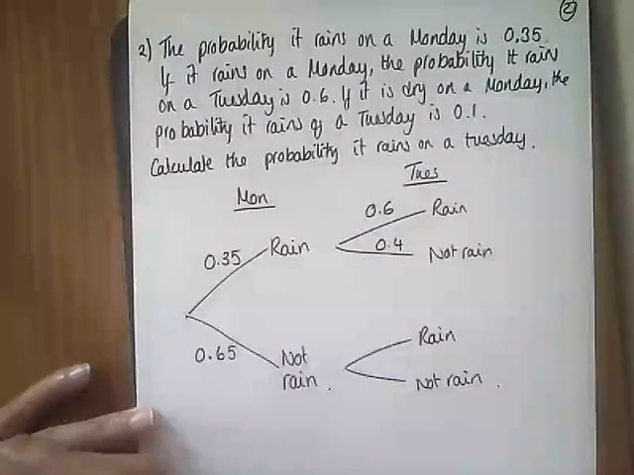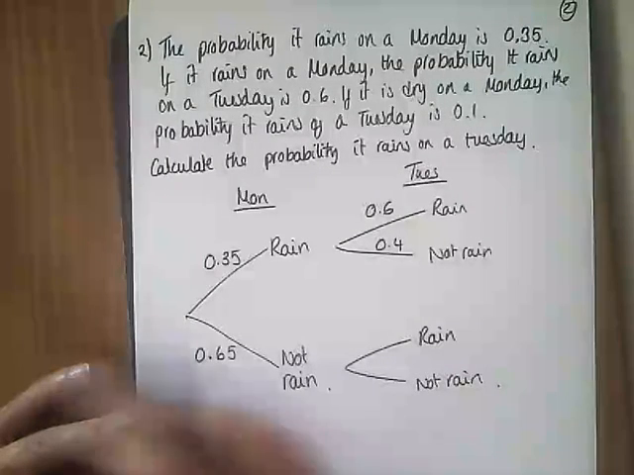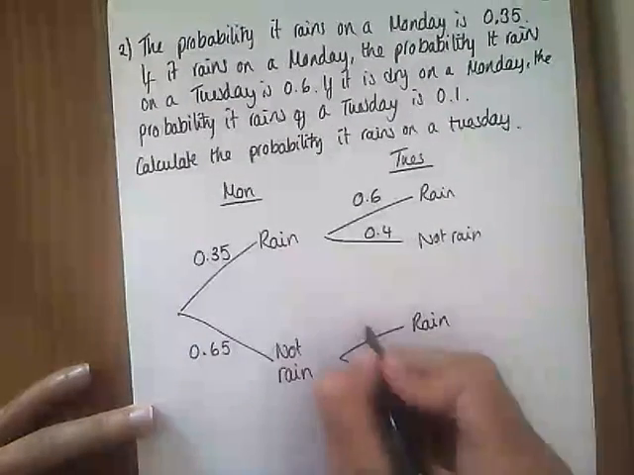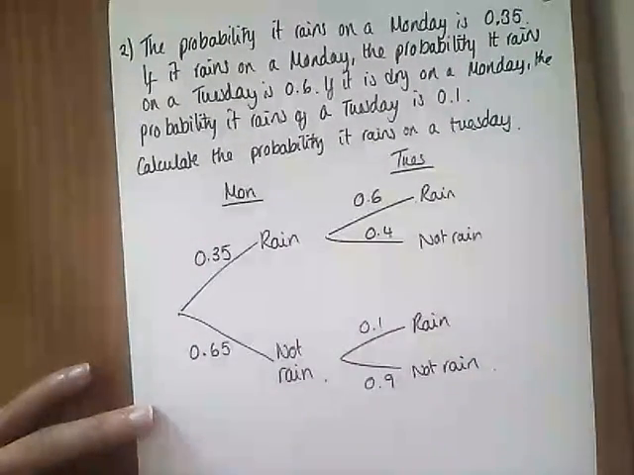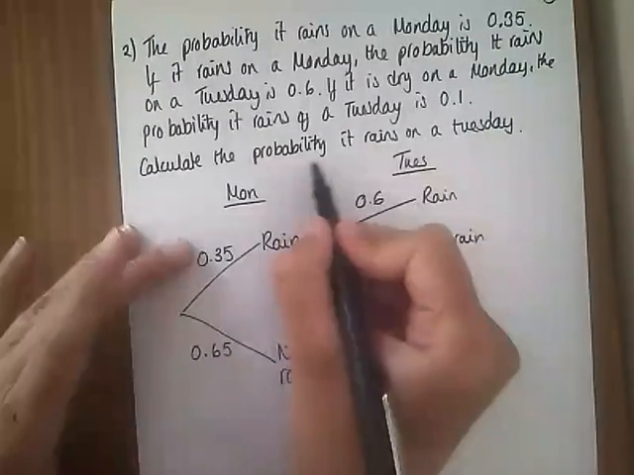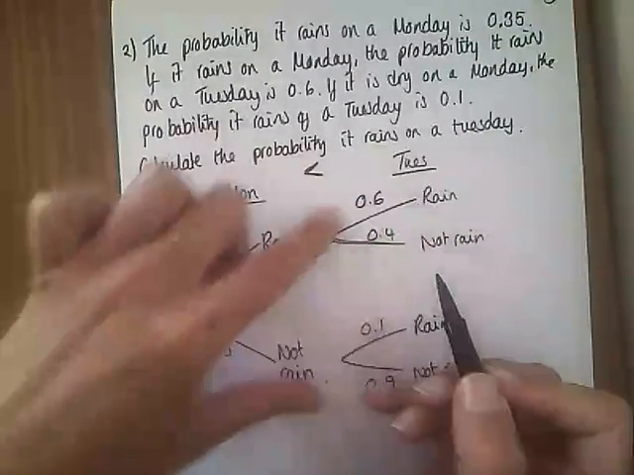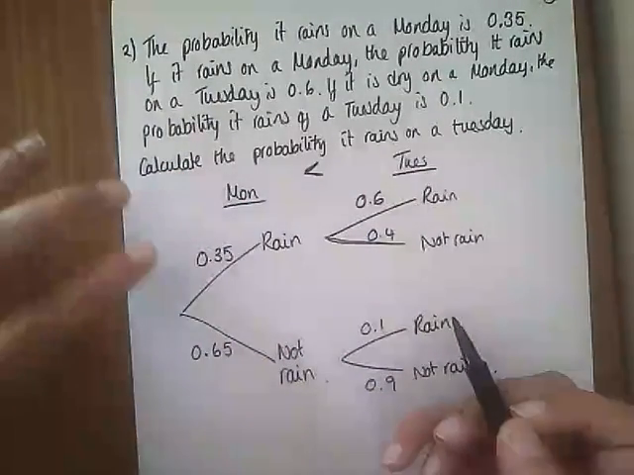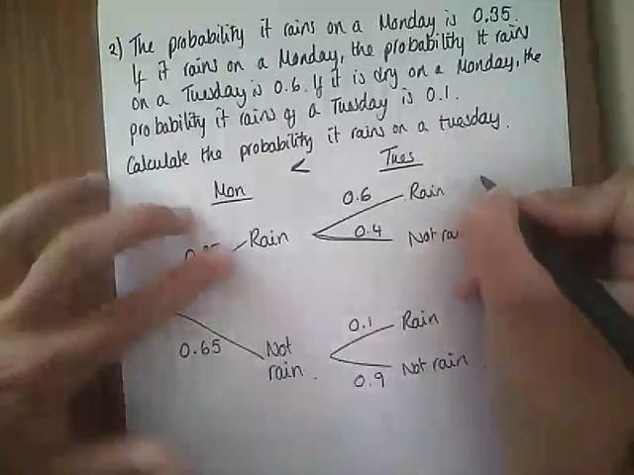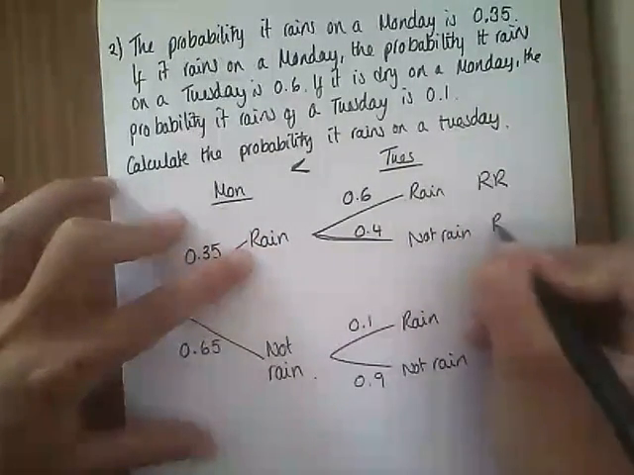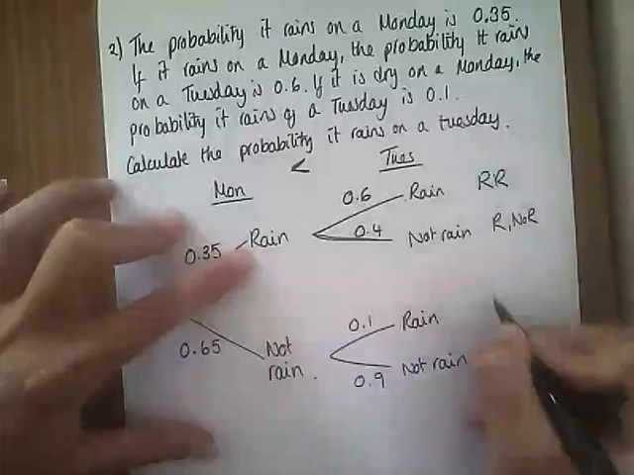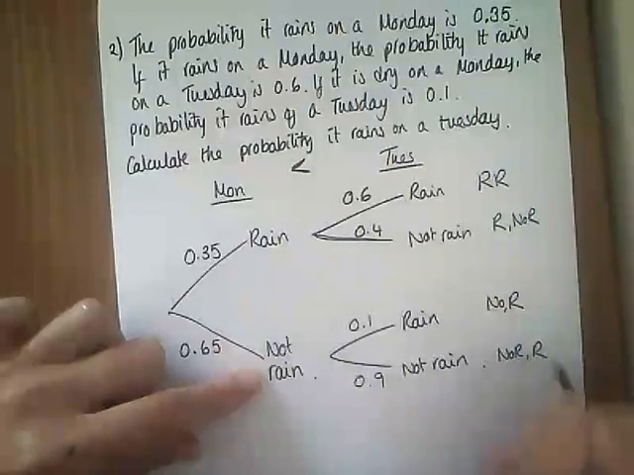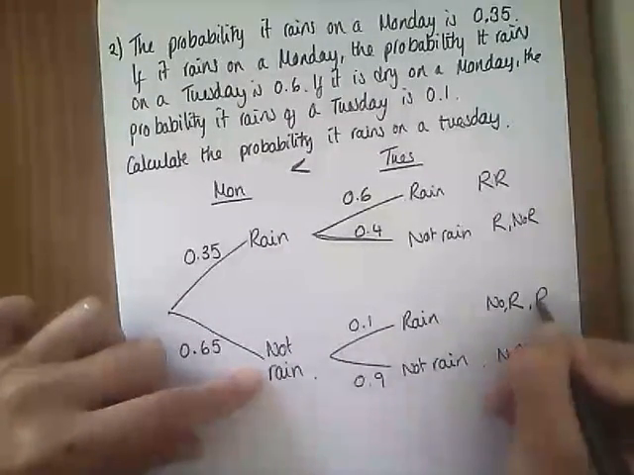If it is dry on a Monday, the probability it rains on a Tuesday is going to be 0.1. So that's 0.1, that's 0.9. You'll notice that always, your little triangle bits, your crocodiles, they add to 1. So that adds to 1, that adds to 1, that adds to 1, always. Okay? So let's think about what happens here. So here we've got rain and rain. Here we've got rain and no rain. Here we've got no rain and rain. And here we've got no rain and no rain. There we go, that's a bit better.